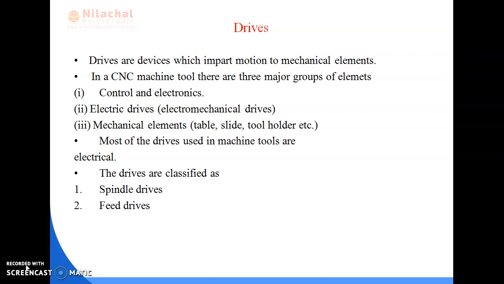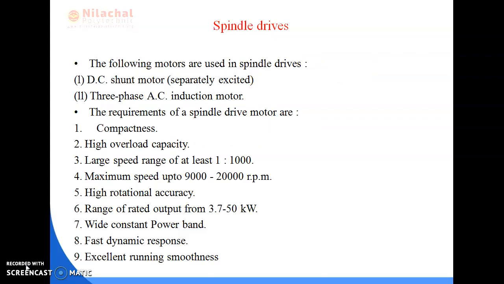First one is control and electronics. Then electric drives, that is electromechanical drives. Mechanical elements like table, slide, tool holder, etc. Most of the drives used in machine tools are electrical. The drives are classified as spindle drives and feed drives.